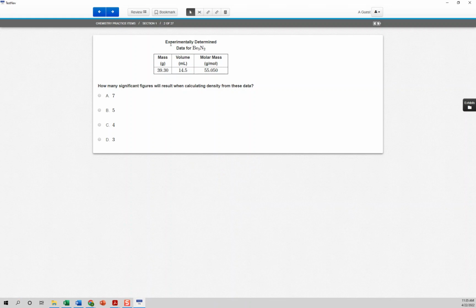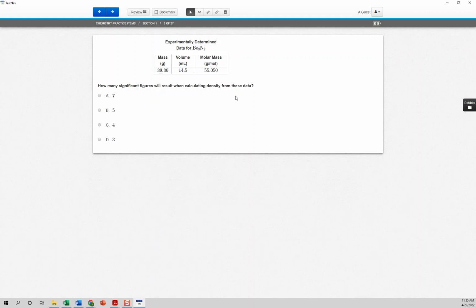Here, experimentally determined data for BeF3N2 says, how many significant figures will result when calculating the density from this data? Okay, so remember, density is mass over volume. We have a mass and we have a volume. They also gave us the molar mass. So here's something to understand: they might give you some information you don't need. So we don't need the molar mass here, okay?